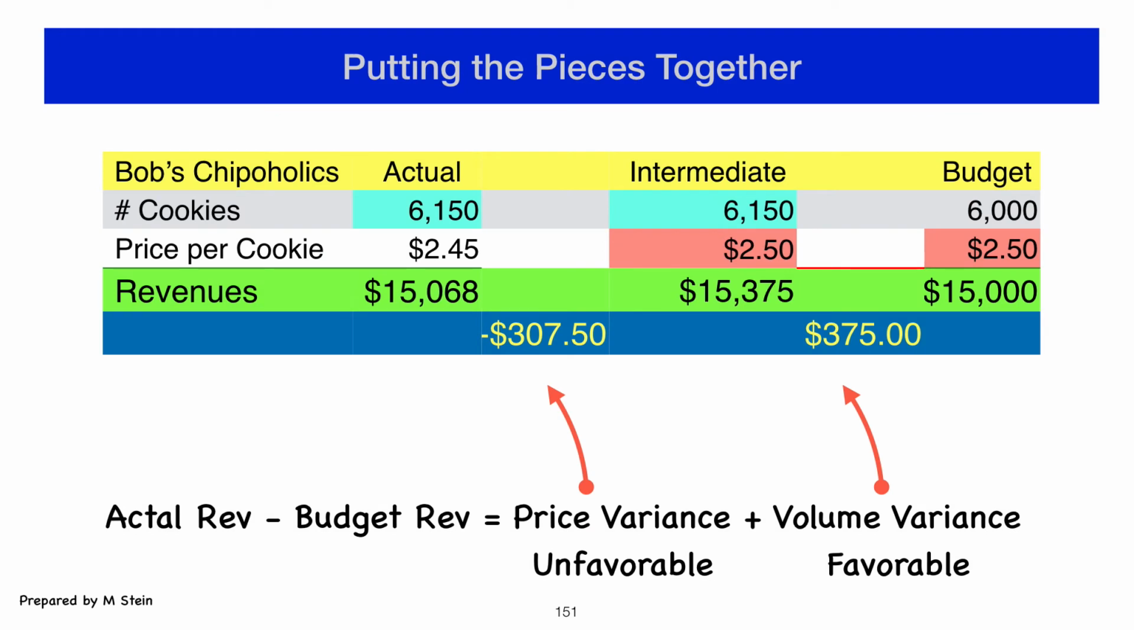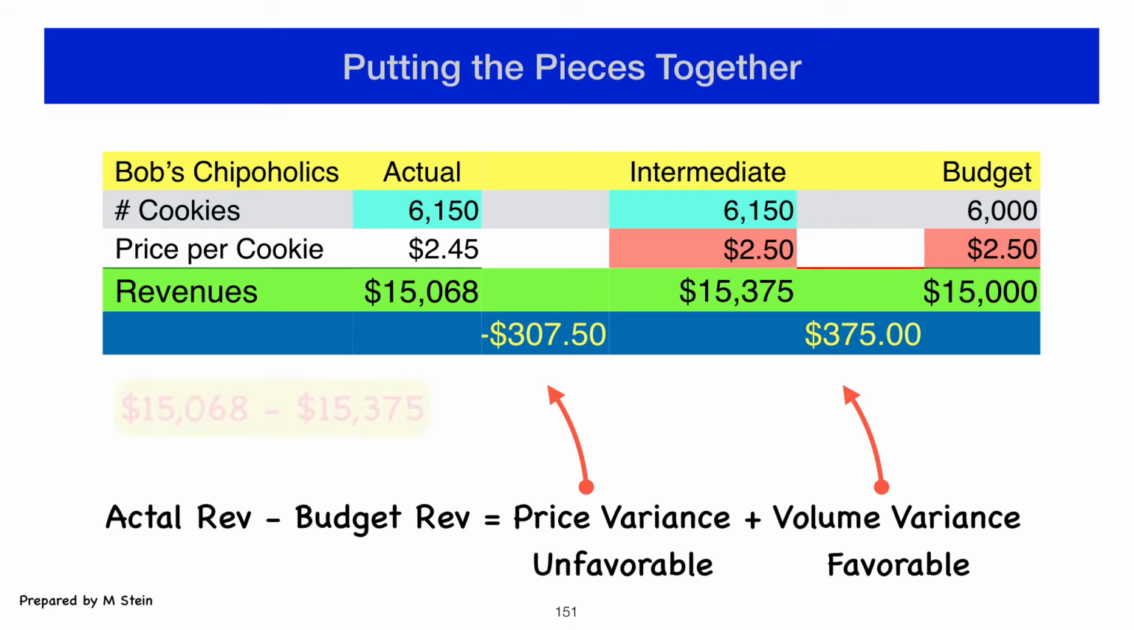This template shows a way of calculating the variances that some people find more convenient. We start with an actual column, which is actual quantity times the actual price. Then an intermediate column, where we take the actual quantity times the budgeted price. And then finally, the budget column, where we have the budgeted quantity times the budgeted price.